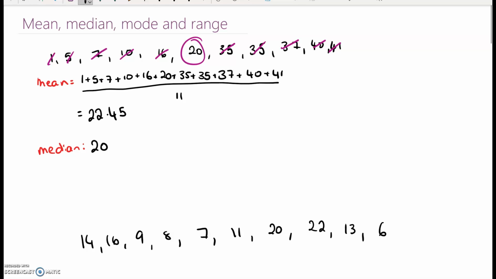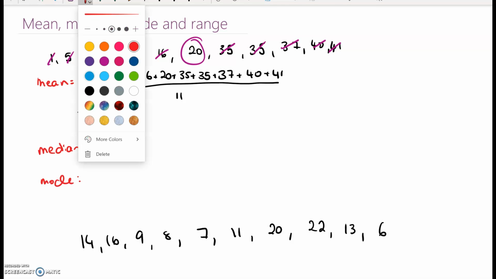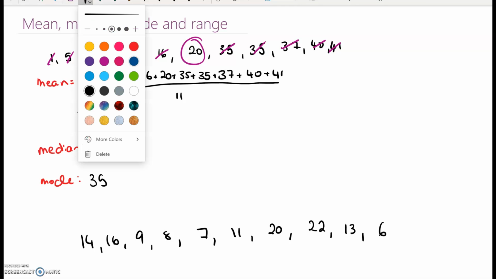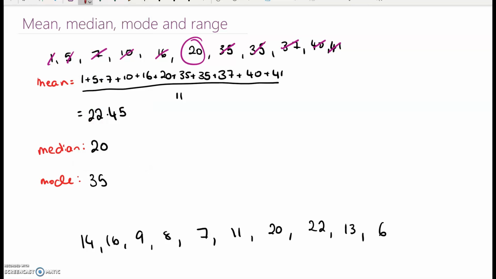Okay, our mode is the number which occurs most frequently. In this case we have two number 35s, so our mode is going to be 35. And the last one, just be careful, the mode's not 2, it's not the number of times that the number occurs, it's what the number is. And the range then is the highest number minus the lowest number, the difference between those. Okay, so my range is 40.